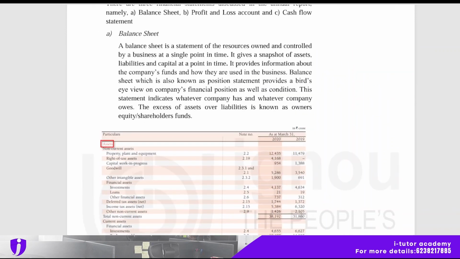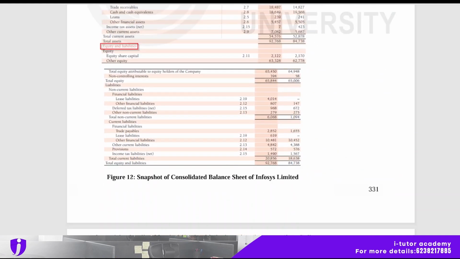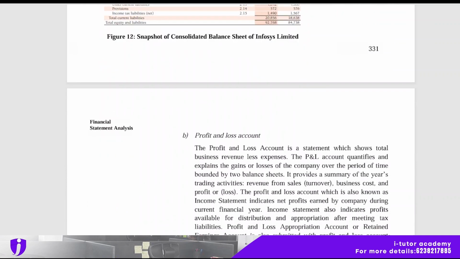A balance sheet is a statement of the resources owned and controlled by a business at a single point in time. It gives a snapshot of assets, liabilities, and capital at a point in time. So here is also a snapshot of the consolidated balance sheet of Infosys Limited. Okay, you just go through it.